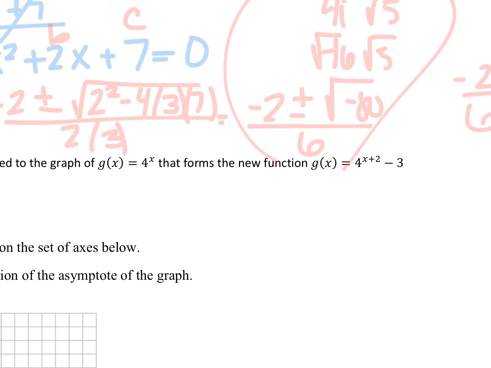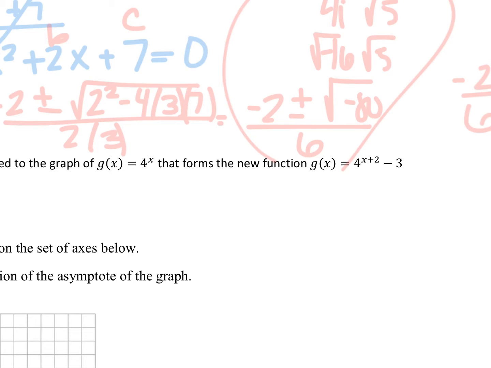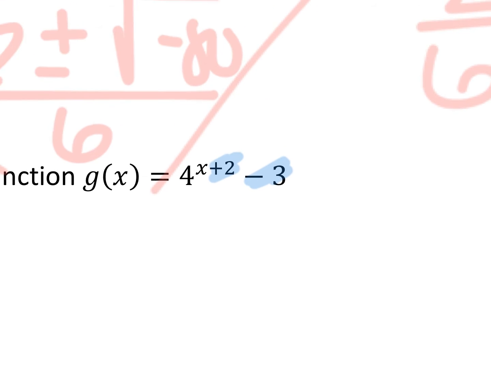Next one says, what is the transformation that was applied to the graph of g of x equals 4 to the x? And then this is 4 to the x plus 2 minus 3. So I see there's an x plus 2 and a minus 3. Just zooming in here so you guys can really see it.